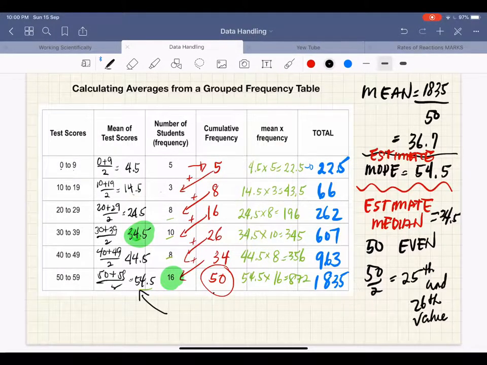And by the way, I'm sure you can figure out how to calculate for the range. Highest less the lowest value.